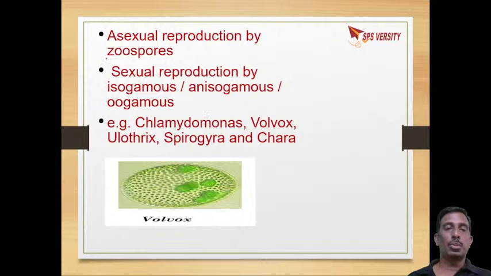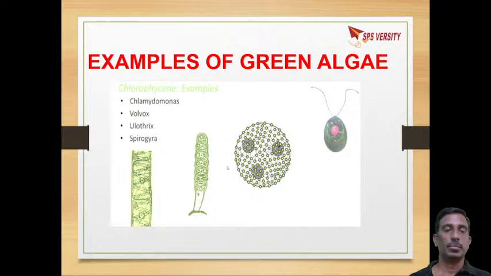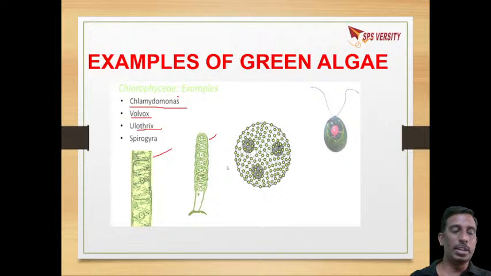Asexual reproduction is by zoospores. And in sexual reproduction there are three types of gametes: iso, aniso and oogamous. Examples: Chlamydomonas, Volvox, Ulothrix, Spirogyra, Chara. In the picture you can see the examples: Spirogyra, Ulothrix, Volvox, and the unicellular one, Chlamydomonas. Chlorophyceae, green algae examples: Chlamydomonas, Volvox, Ulothrix, Spirogyra, Caulerpa. These all are examples of green algae.